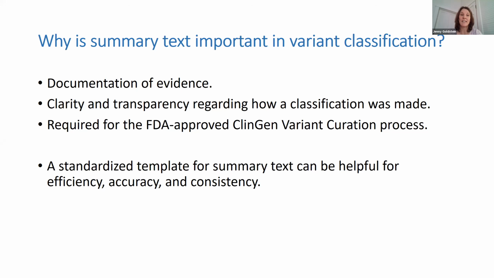And also really important is that this summary information, and particularly the final written summary, is required for our FDA-approved ClinGen variant curation process. So it's really important. I think the FDA wanted to make sure that we had full transparency of all of the information that went into variant classifications. So important to have this summary text. So what we've been thinking is that a general standardized template for summary text could be helpful for efficiency, accuracy, and consistency for variant curators who are working within ClinGen variant curation expert panels.